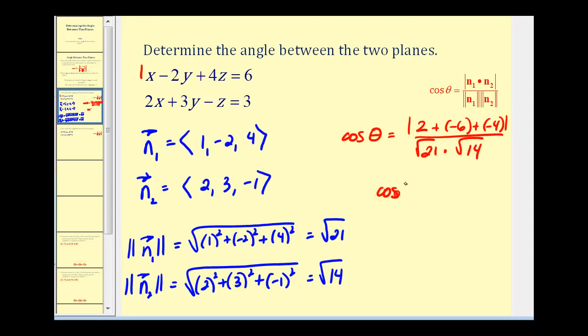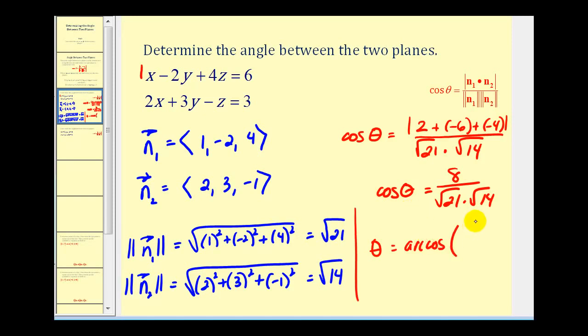So we'll have cosine theta is equal to, so the numerator is going to be the absolute value of negative 8. That'll be 8 divided by the square root of 21 times the square root of 14. So if we have cosine theta is equal to 8 divided by the square root of 21 times the square root of 14, we know theta is going to equal arc cosine of this ratio. So let's go ahead and go to our calculator.